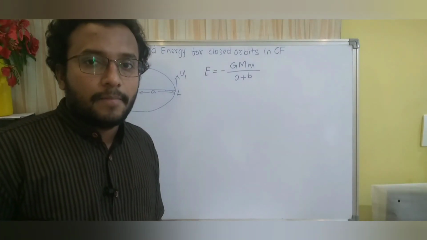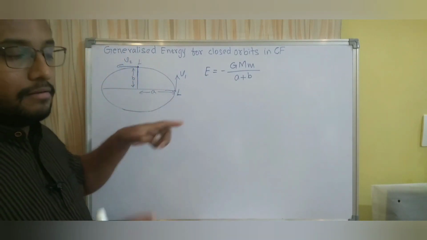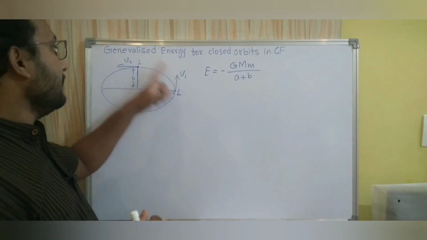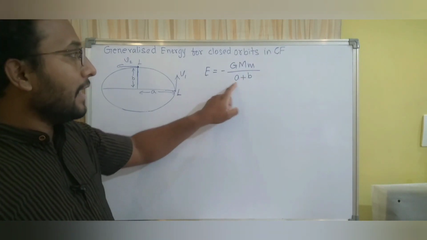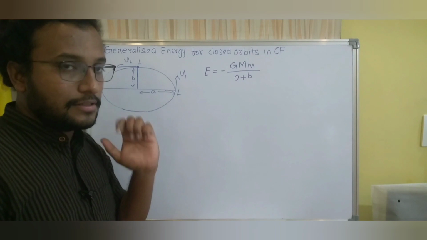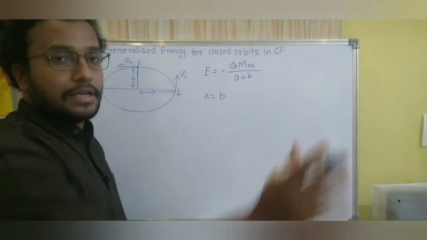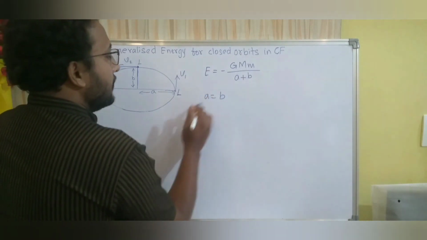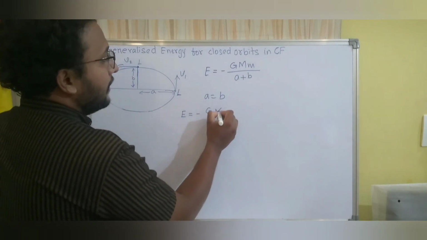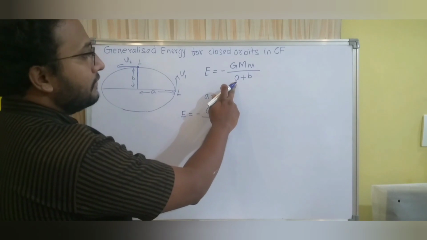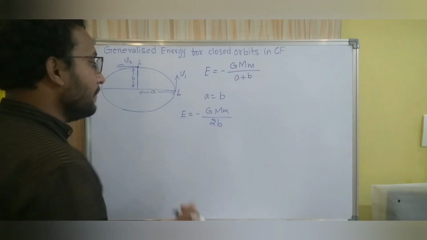Let me see how. Finally we got the expression for the energy of the planet which is moving in the elliptical orbit around the sun. That is given by this formula, where A and B are the semi major and semi minor axis respectively. Now suppose A is equal to B, then what happens to this equation? This equation is going to be E is equal to minus GMM divided by, in place of A I substitute B itself, this will be 2B, because B plus B is 2B.